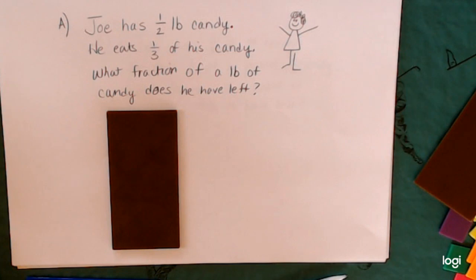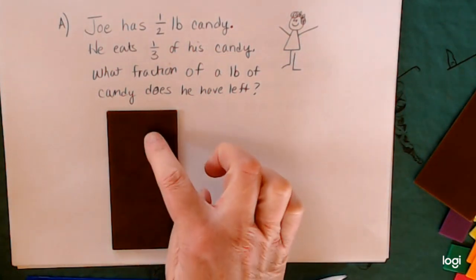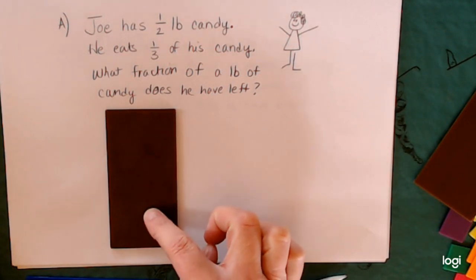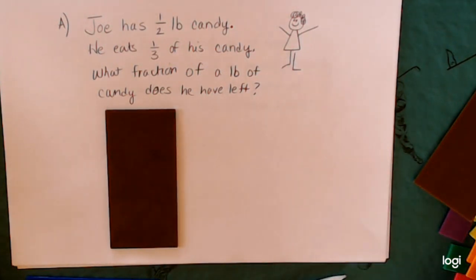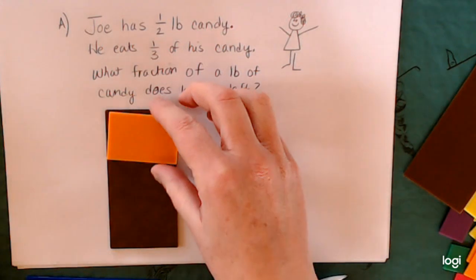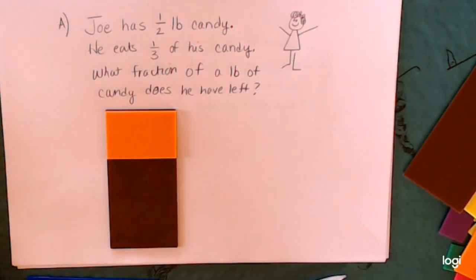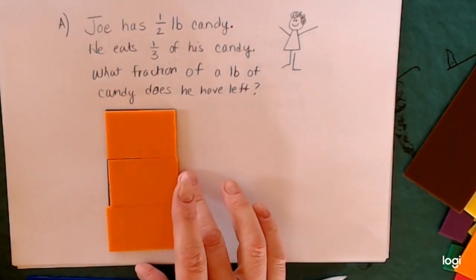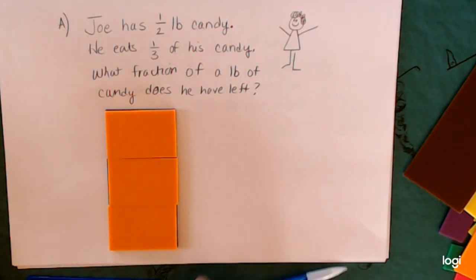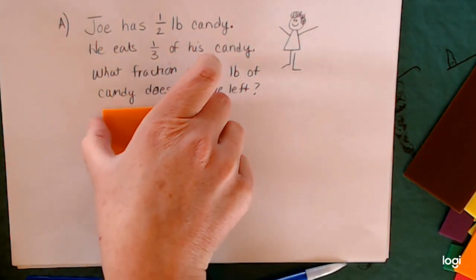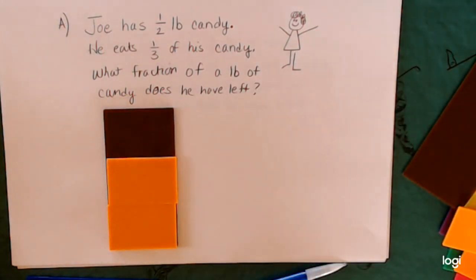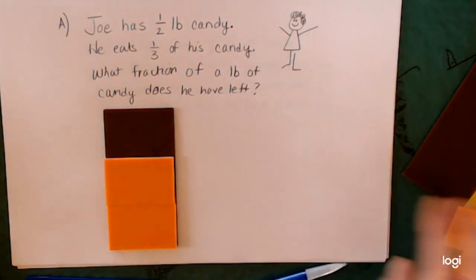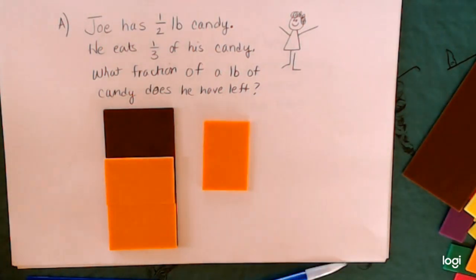He's going to eat a third of his candy. So if I think of his candy as split into 3 equal pieces, he is going to eat a third of that. Notice that a third of his candy is one of these orange pieces. Do you see that? So there's 3. So if he eats a third of his candy, then he has really eaten the equivalent of one of these orange pieces worth of candy.